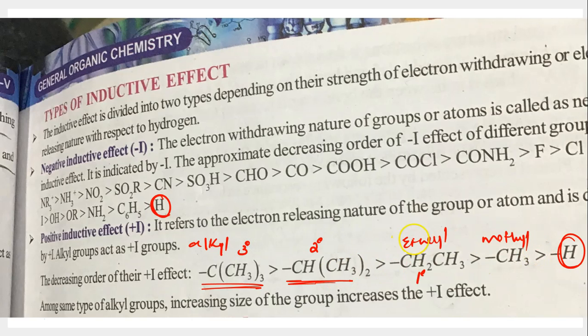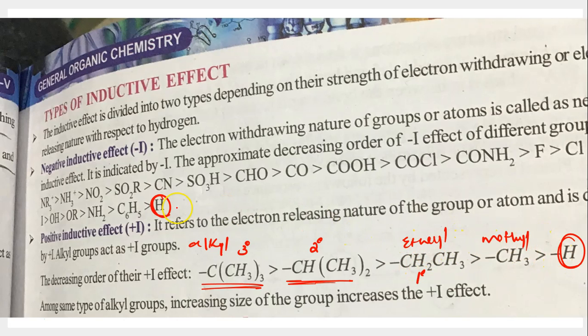This is the plus I effect. The primary alkyl group has got lower plus I effect than secondary alkyl group and then tertiary alkyl group. Okay? And when you look at negative inductive effect, here are the groups which have got greater minus I effect than hydrogen. And here are the groups which have got greater plus I effect than hydrogen.